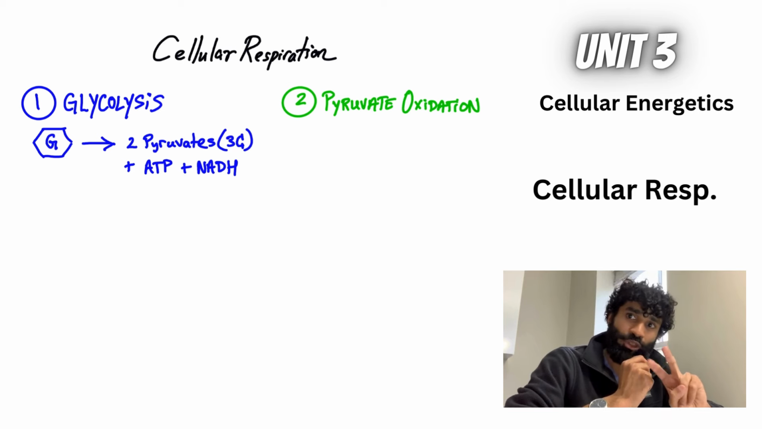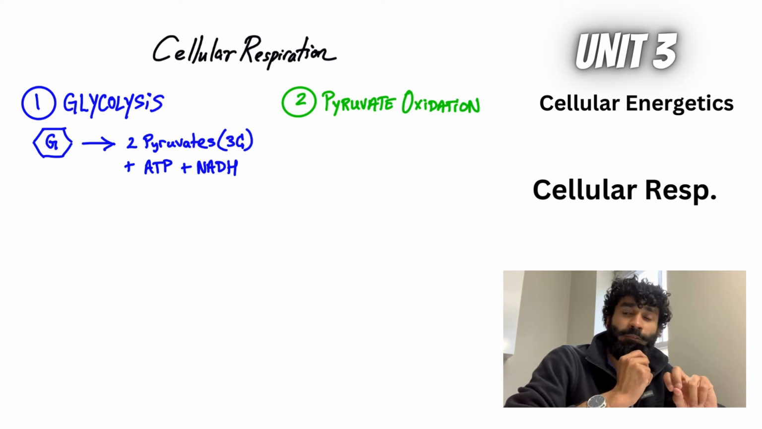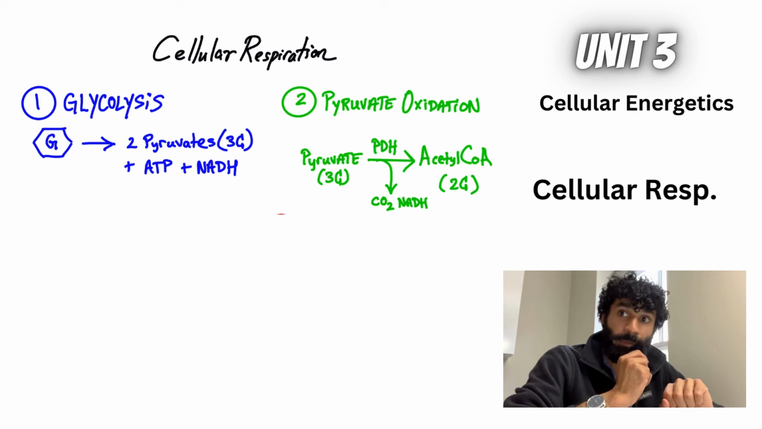The second is pyruvate being actively transported into the matrix of the mitochondrion, where that 3-carbon pyruvate is oxidized into a 2-carbon acetyl-CoA via pyruvate dehydrogenase, PDH. And this also produces some NADH and CO2 as a byproduct.